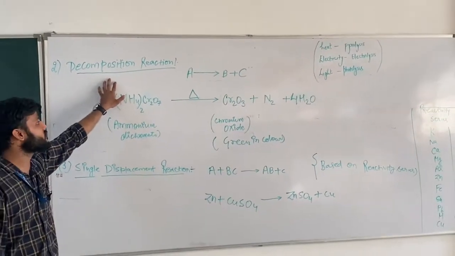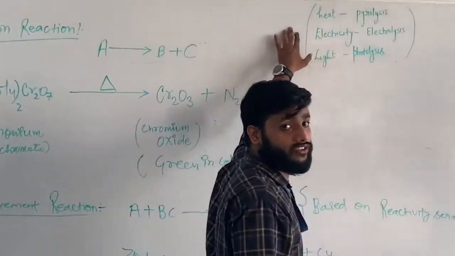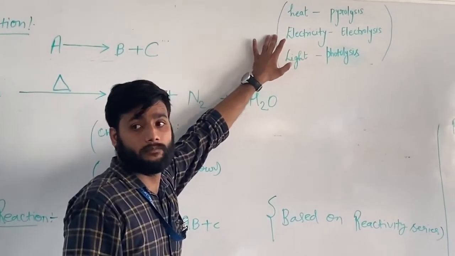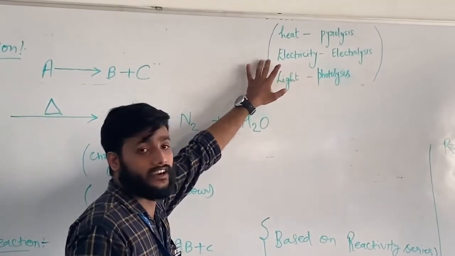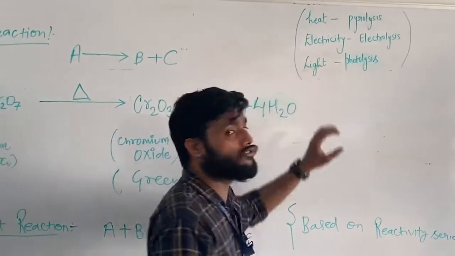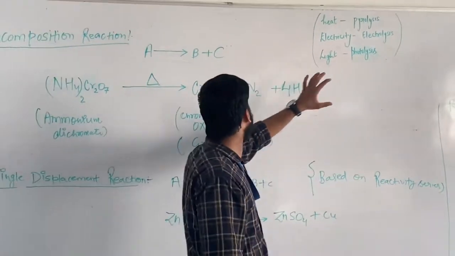Now decomposition reaction occurs in 3 ways. When it is completed in the presence of heat, it is said to be pyrolysis decomposition. When it is completed in the presence of electricity, it is known as electrolysis decomposition. And when it is completed in the presence of sunlight, it is said to be photolysis decomposition.